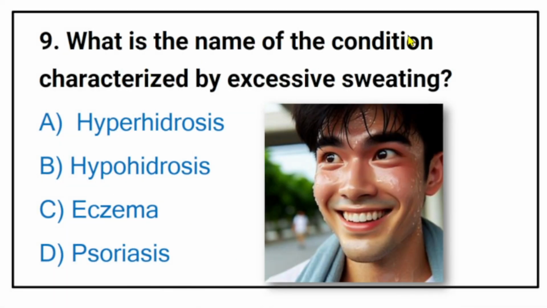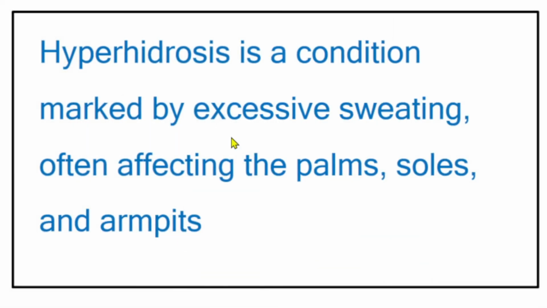Ninth question. What is the name of the condition characterized by excessive sweating? Hyperhidrosis, hypohidrosis, eczema, or psoriasis. The correct answer is hyperhidrosis. Hyperhidrosis is a condition marked by excessive sweating, often affecting the palms, soles, and armpits. Palms and soles usually do not produce that much sweat, but in hyperhidrosis there is excessive sweating.